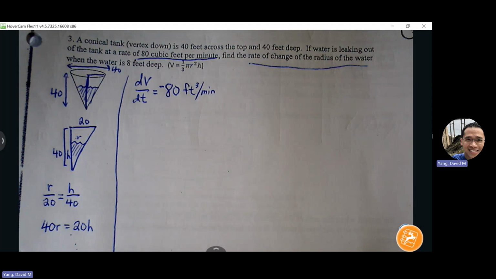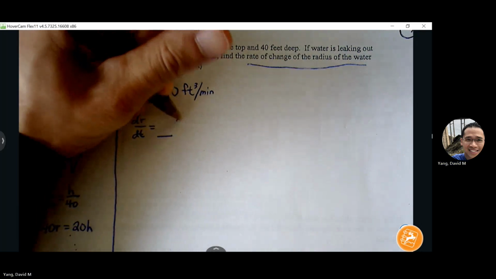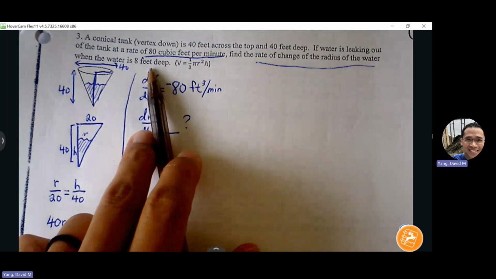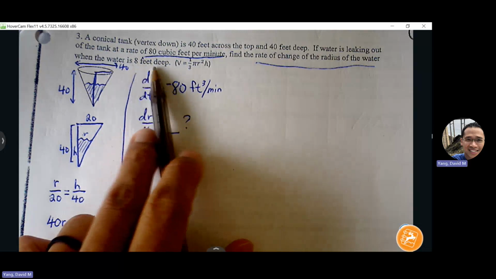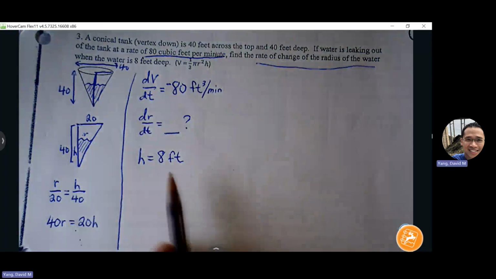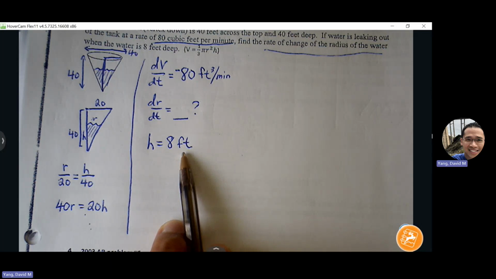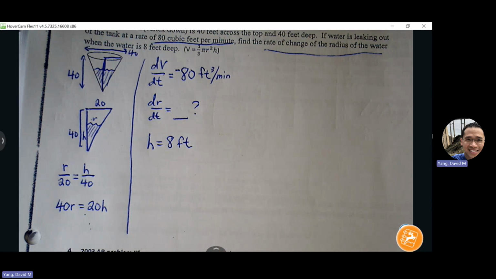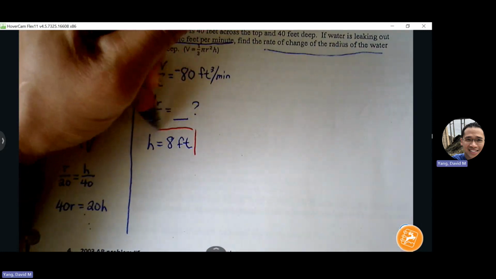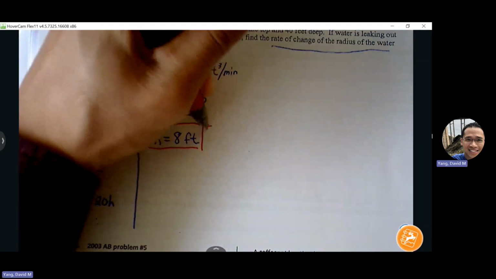dr dt, okay? That's our goal for this problem. When the water is 8 feet deep, that's height. Now, is this height of the water level always staying at 8 feet? No, right? The next moment, it could be 7 feet, then 6, then 5. It keeps decreasing. So what I want to make sure that we understand is that this is not going to be used until the very end. We have to establish the relationship with height first, or radius first.